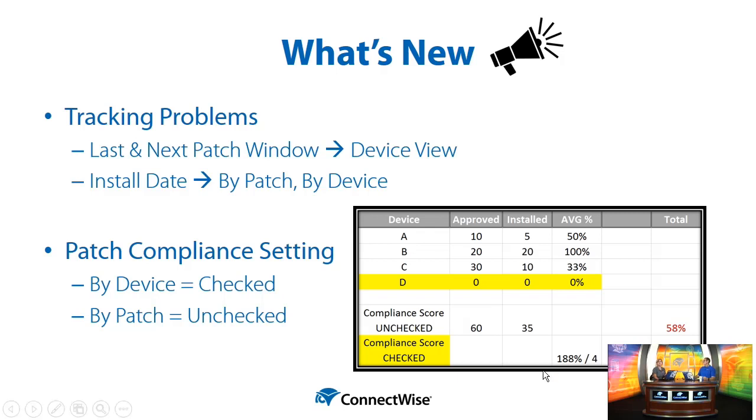So we've given you choice here, okay? That's the way it's working. You can turn that on if you want to account for those zero inventory agents. As it stands right now, if you don't check that box, you're just going to say, hey, I have approved 60, I've installed 35, so my compliance score is going to show 58%. When you check that box, which you have to go do, it's going to average in that 0, so here's my average, 188 divided by 4 devices, and that's where I'm going to get that 46%. So if you check that box, all your numbers could change.